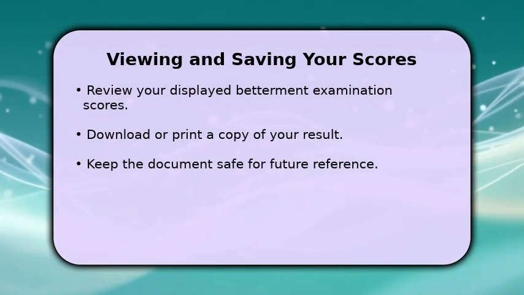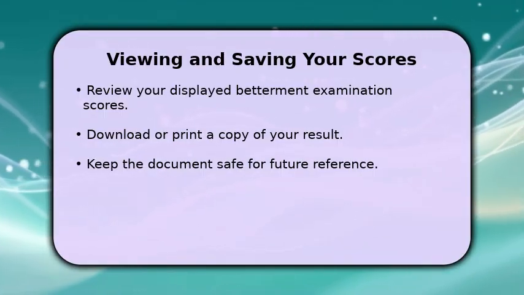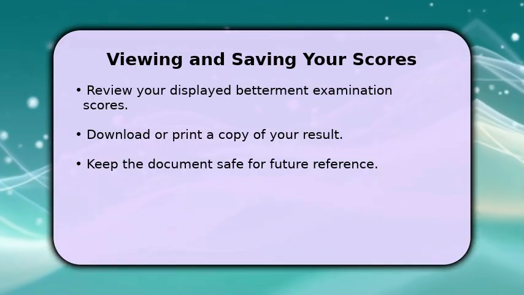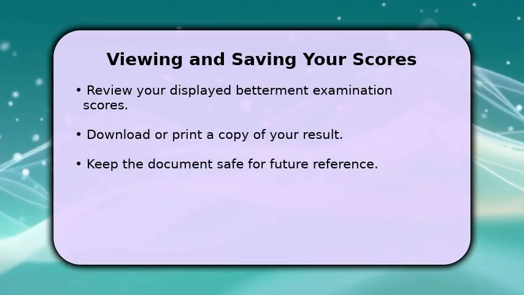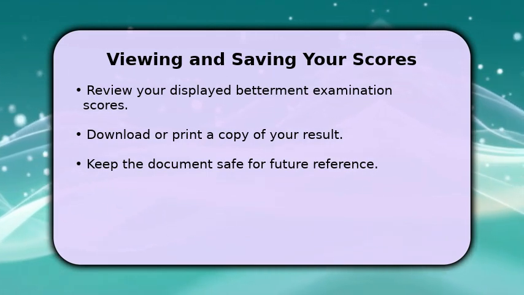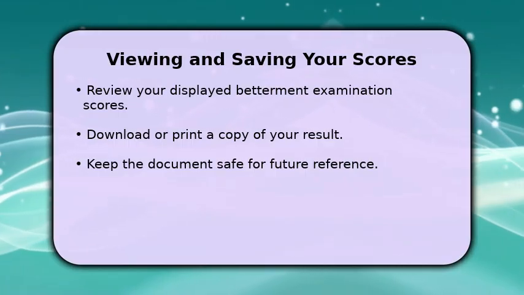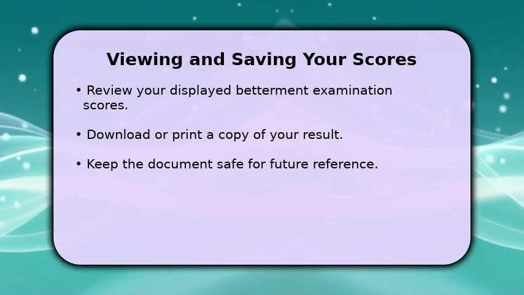After submitting your details, your Betterment results will appear on the screen. Carefully review all the information, including your subject-wise scores and overall grade. It's highly recommended to either download a digital copy of your result or print a physical one for your records. This document is important for future academic or administrative purposes, so store it in a safe and accessible place.